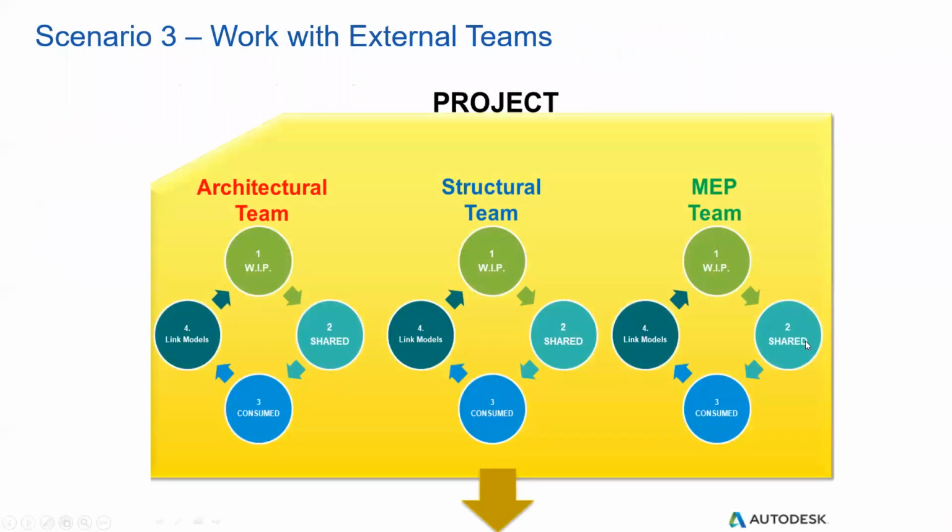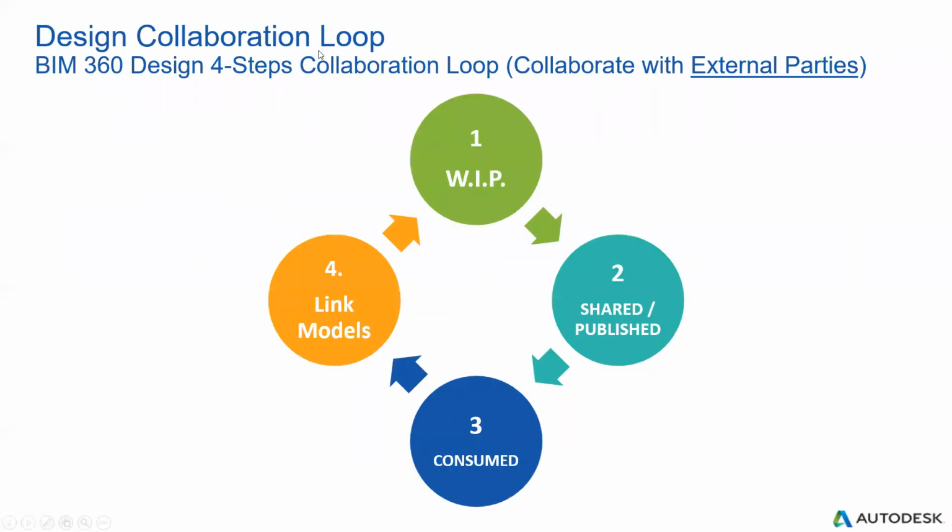Another more complicated scenario, you can just listen for your reference. In real life, for a project, we may have different parties: architectural team, structural team, MEP team. They have to apply this design collaboration loop, which has 4 steps. The first step is WIP, work in progress. The second one is share and publish the package or models. The third one is consume.